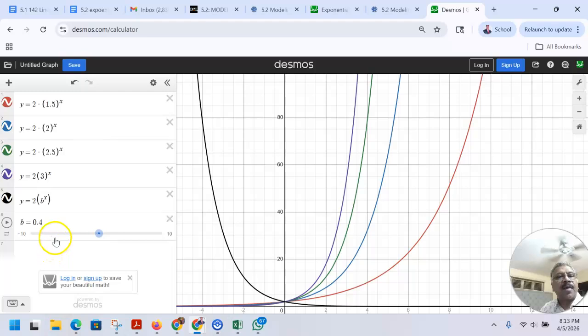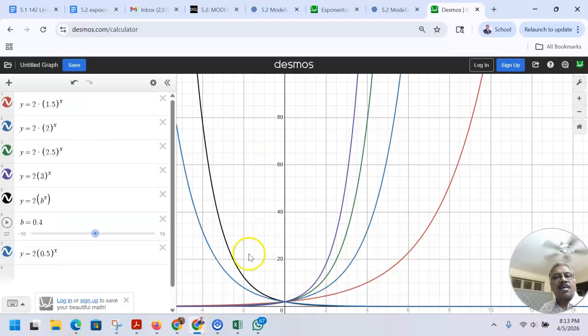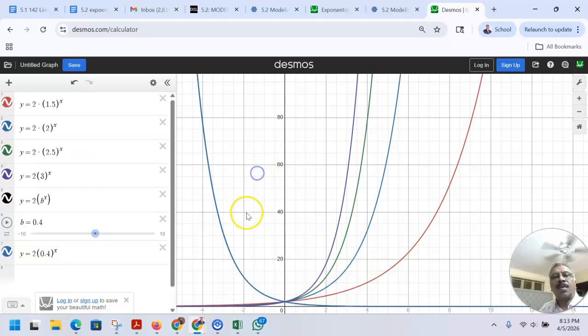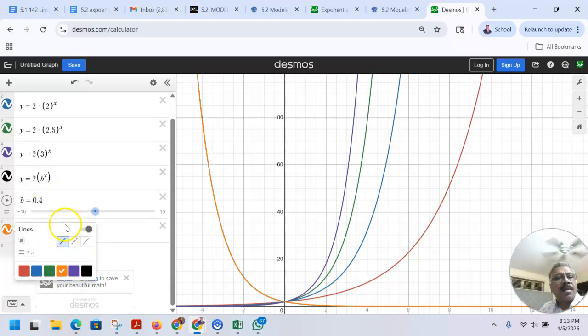So this is 0.5. This graph I'm going to type in here: y is 2 times 0.5 raised to x. See, I think I put it wrong. This should be 4, right? There you go. Look at the blue color graph. Or let's change it to something orange maybe. So this orange graph is this one.